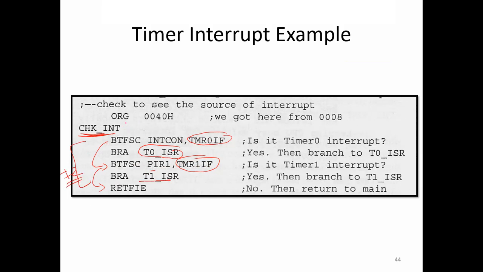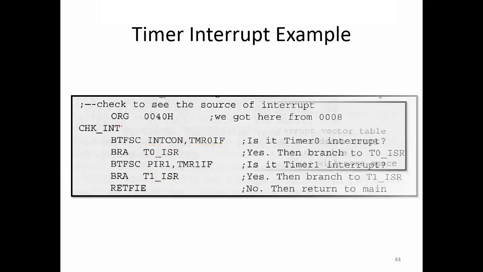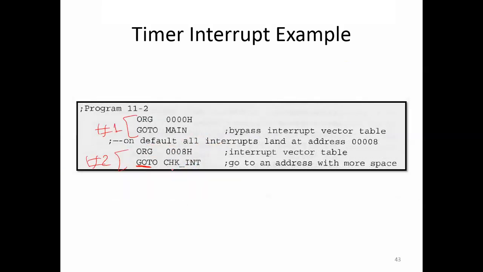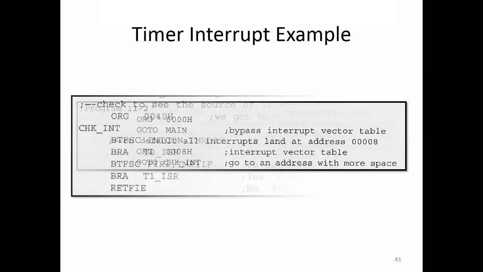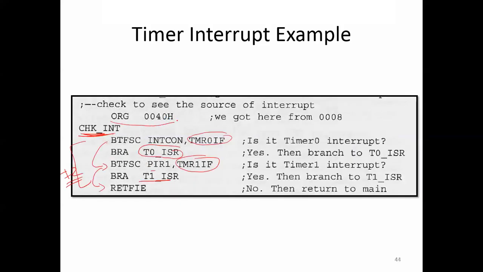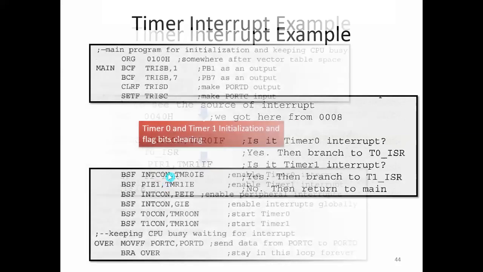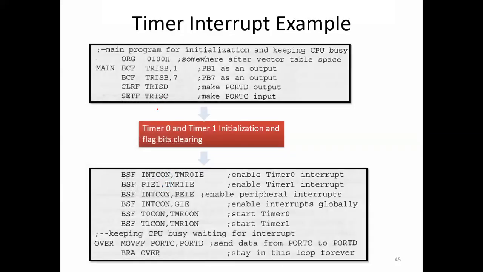So we can do it directly at the address 8. Here at the address 8, they just use go to check interrupts, and they use another location, for example, org 400, where we have check interrupts. So it is the same as putting this code at the address 8. Clear? Yes. Okay, so the part number 3 is the main.